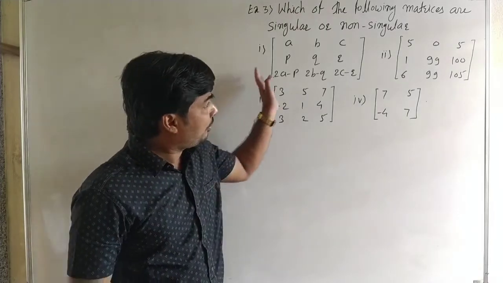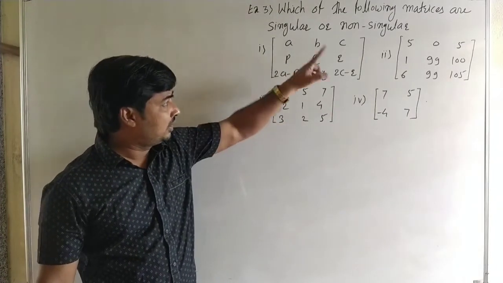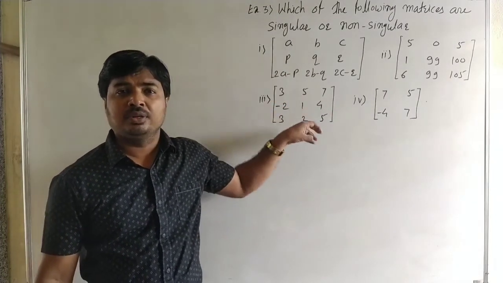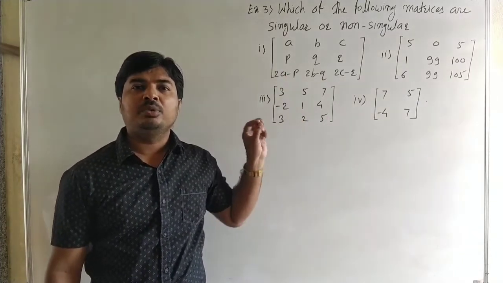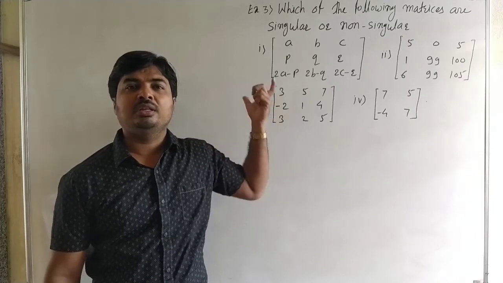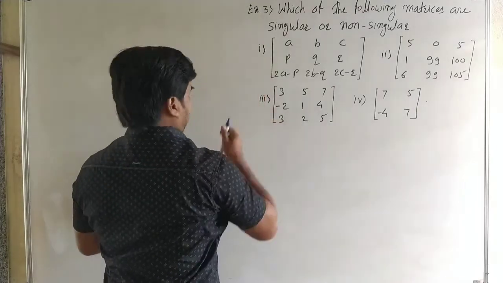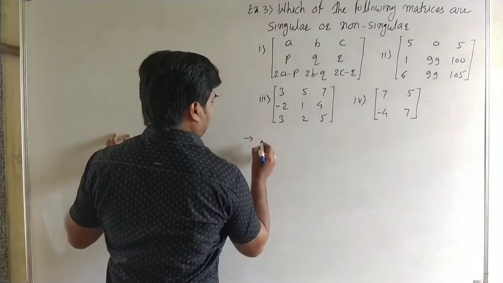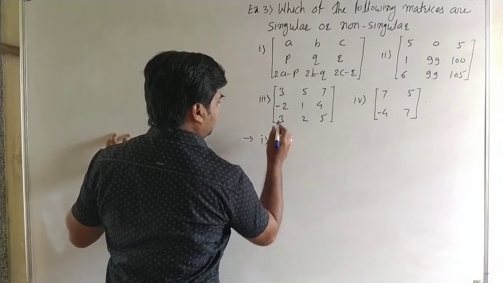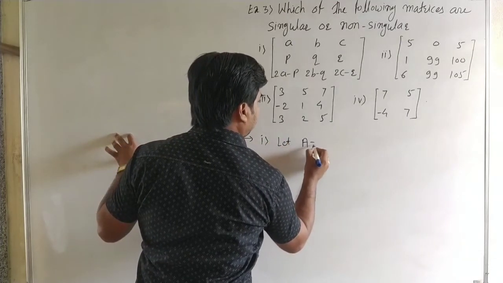That means we want to find the determinants of all the matrices. We can find the determinant, and if the determinant is 0, then it is a singular matrix, and if the determinant is non-zero, then it is non-singular. Now we first see the first example. Here, for the first example, let it be a matrix A.